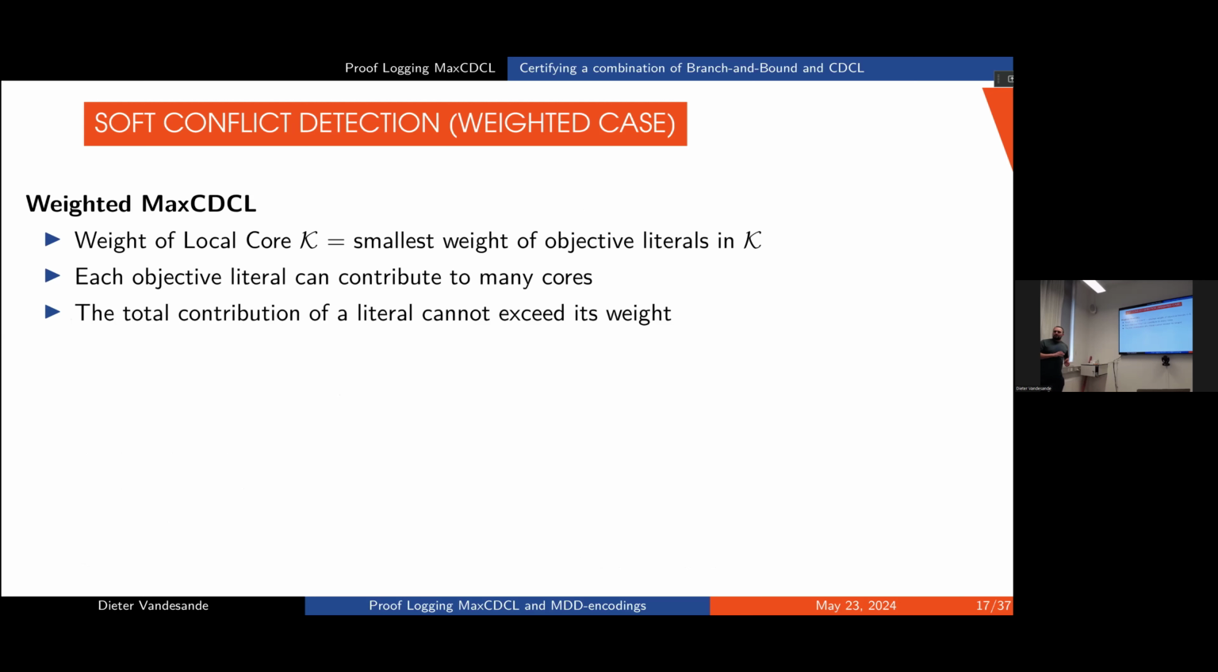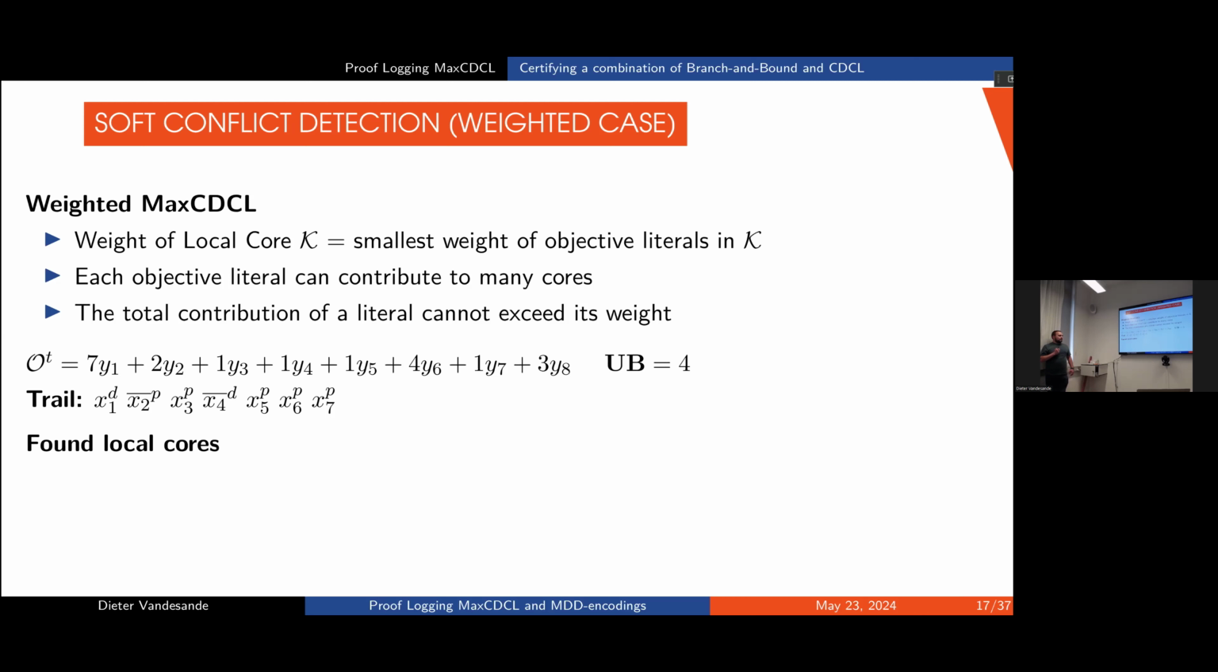Okay, but that was unweighted. So how would we be able to do that with weighted? Because we were talking about disjoint cores. Well, that's a bit more difficult with the weighted case. In a weighted case, every core gets a weight, and that's the smallest weight of the objective literals in this core. And each objective literal can, in this case, contribute to multiple cores, but the sum of the weights of the cores cannot exceed the weight of the objective literal.